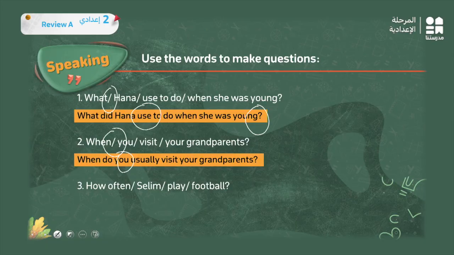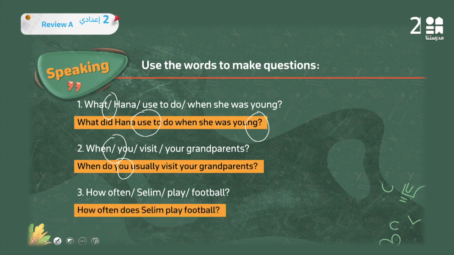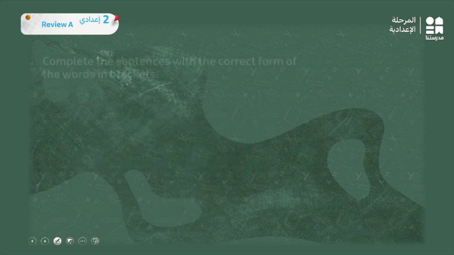And for number 3, how often? I shall answer with what words? We said how often means approximately how many times. In my answer, I shall include the words twice, once, 3 times. This is my answer when I answer the question how often. Selim plays football. So here, how often does Selim play football? Because here it's a present simple tense.